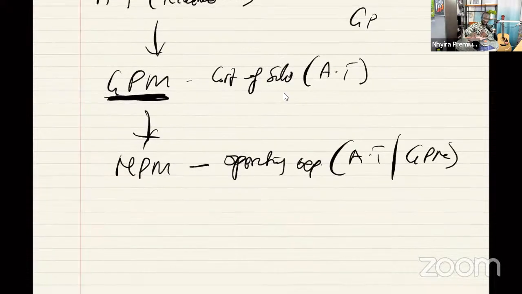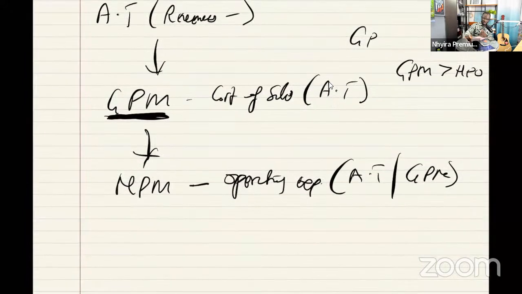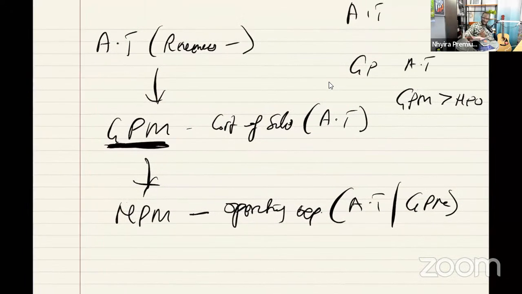So for instance, if your gross profit margin is increasing, but net profit margin is reducing, what is the meaning of that? Say your asset turnover is also rising, it means that the entity may be generating more revenue, but their cost of sales are not rising as much. Probably they are buying in bulk and hence enjoying quantity discounts. However, their operating expenses are high.